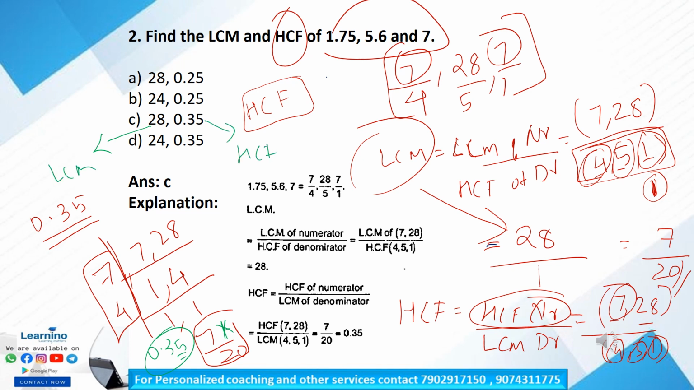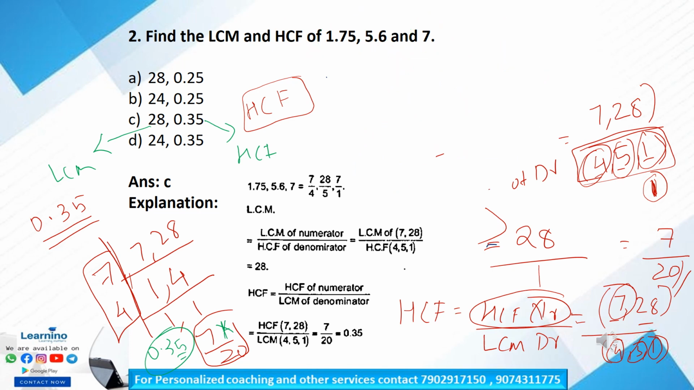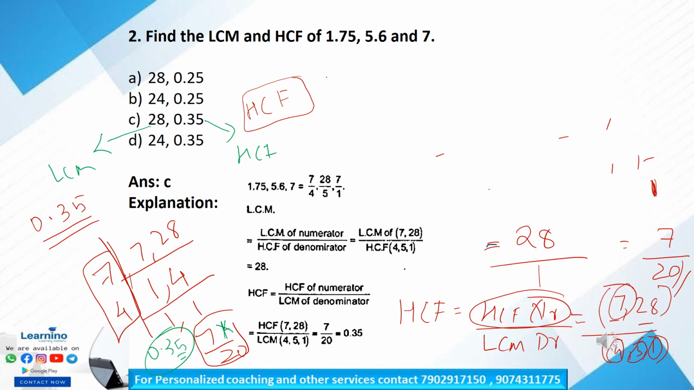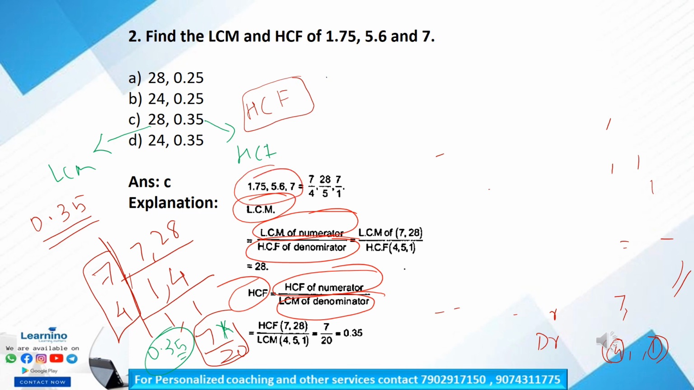Is it clear? So when we see a question like this, we have to convert the decimal numbers into fractional form. We know the fractional form LCM and HCF equations. The LCM of a fraction is equal to the LCM of the numerators divided by the HCF of the denominators. Likewise, the HCF of a fraction is equal to the HCF of the numerators divided by the LCM of the denominators. So by changing the decimal values into fractional values, we can easily find them.